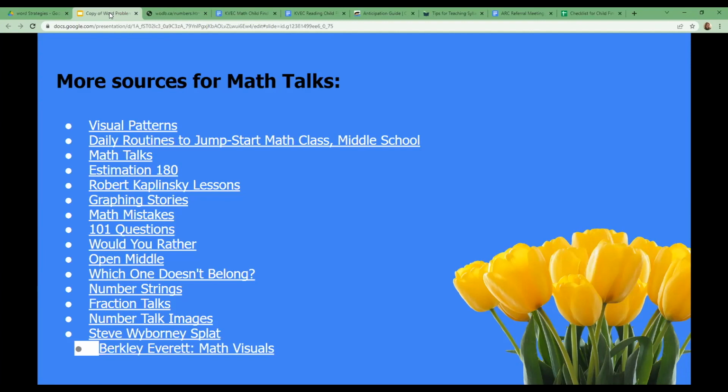Open middle is another good one that you can do. Fraction talks, if you like fractions. I like fractions, but fraction talks, and it's a little harder. Number talk images, just giving them images. It's just an image, and we have conversations around that, kind of like the subitizing. So those are really good ones that you can work through.